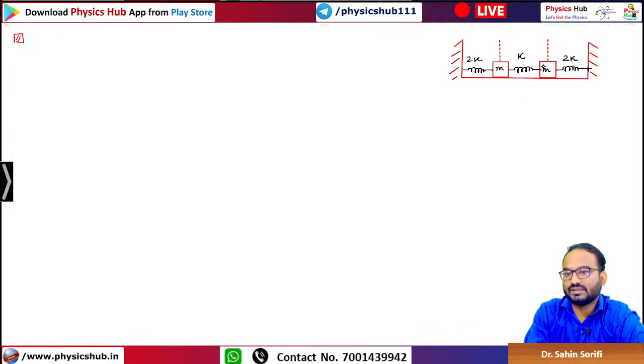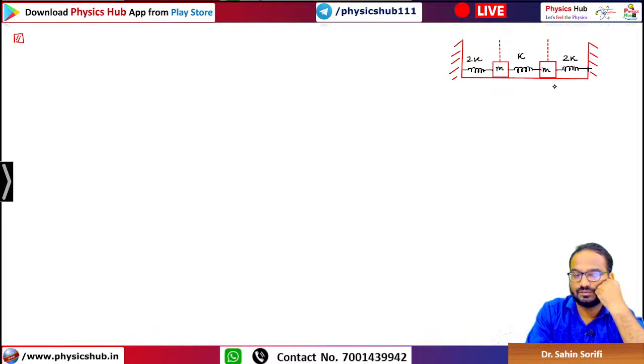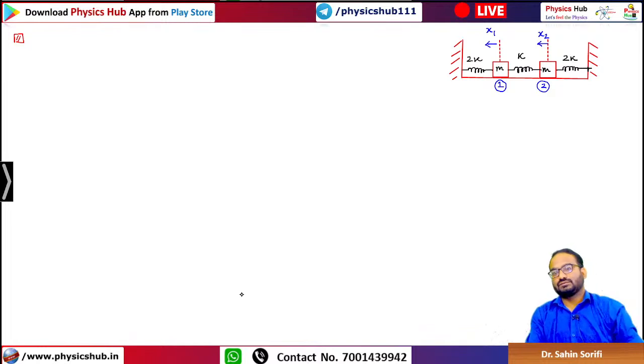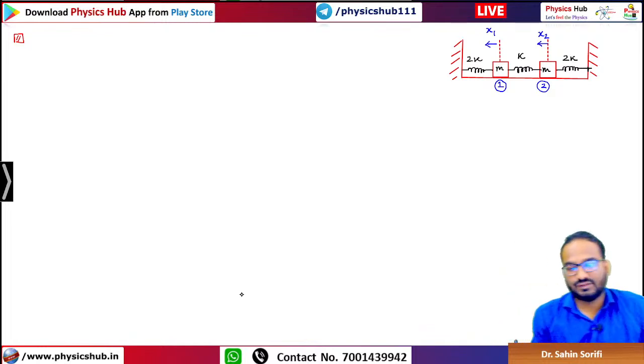If you displace one of the masses, the length of these springs will change, and as a result we will have potential energy and kinetic energy as well. Let's say we are considering this to be mass 1 and this is mass 2. The displacement of mass 1 we denote by x1, and the displacement of mass 2 by x2.